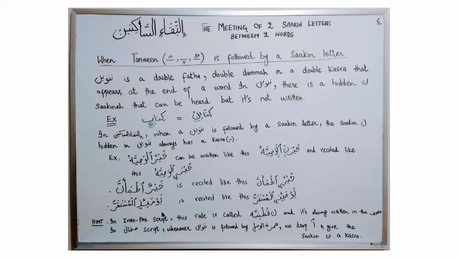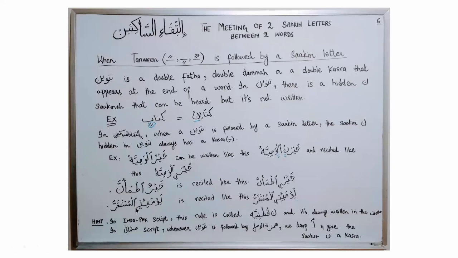In the next example, we will see يَوْمَئِذٍ الْمُسْتَقَرُّ. So the sakin noon that is hidden in Tanween will be changed into a noon with a kasra, and then you will join that noon with the sakin letter of the next word. Something to remember here, in the Indo-Pak script or Majidi script, this rule is called noon Quttniyyah, and it is always written in the Mus'haf for the ease of our pronunciation. But in Uthmani script, the words are written like this without the tiny noon at the bottom.